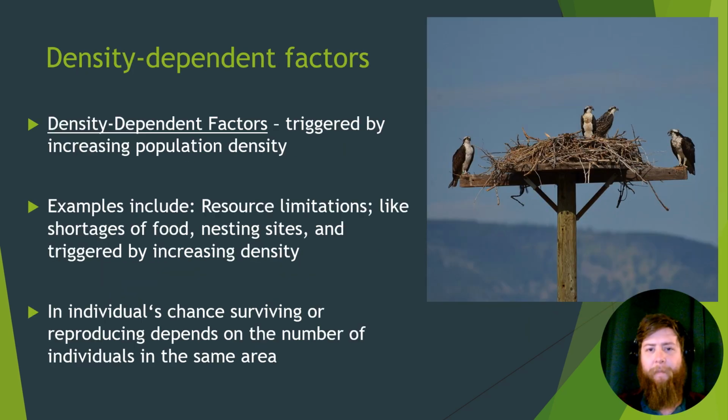The other type is the density dependent factors. These are triggered by increased population density or dependent on the density of a population. Things that limit populations due to their density are things like shortages of food, shortages of nesting sites, and other things where, as we get more competition, they're not able to survive as well. So for these osprey here, only 2 of them can use this nest. The other 2 are currently without a nest. They need to find a nest to be able to reproduce, or they're not going to be able to. So in density dependent factors, your individual chance of surviving depends on the number of individuals in the area and the resources that are available.